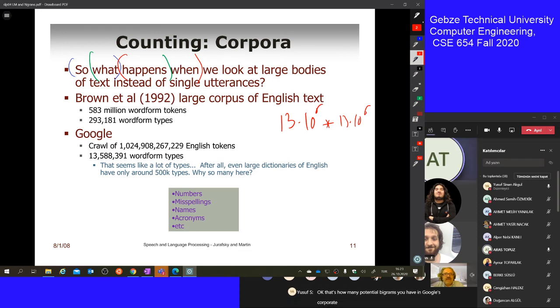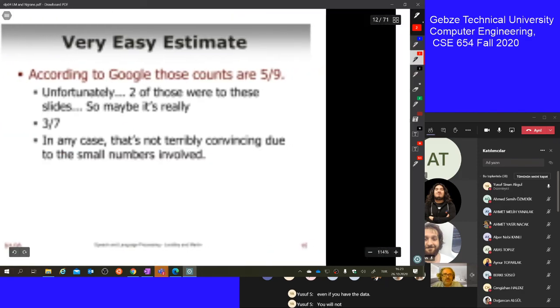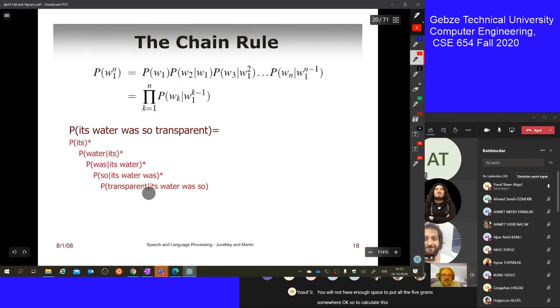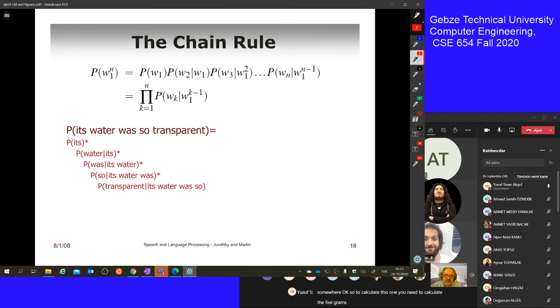But if you have 5 grams, that means 13 times 10 to the power 6, to the power 5. That's a very, very big number. It's like 10 to the power 30. So that's not going to be very easy to calculate. Calculating 5 grams is so difficult, even for Google. You don't have enough data. Even if you have enough data, you will not have enough space to put all the 5 grams somewhere. So to calculate this one, you need to calculate the 5 grams, and calculating 5 grams is not easy.